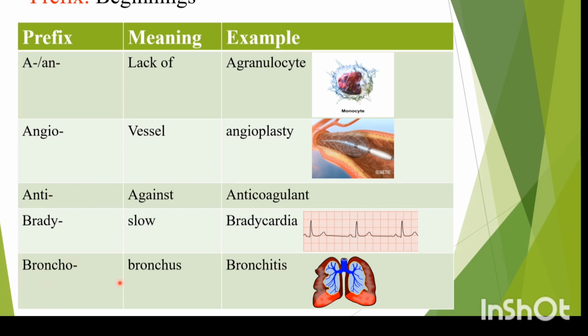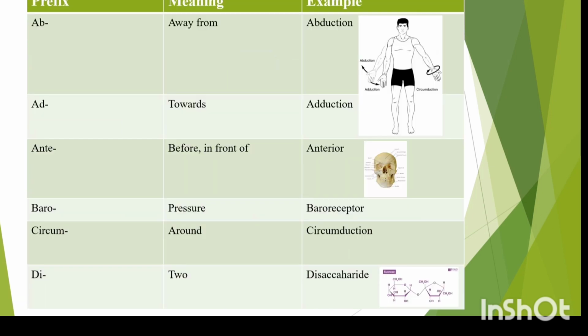Next one is broncho. Broncho means bronchus. Example, bronchitis. See here in this structure of lungs, these are two lungs, and above this there is a tree-like structure. This is called bronchus. If any inflammation happens here, this is called bronchitis. Broncho means bronchus, itis means inflammation. That means inflammation of the bronchus is called bronchitis.